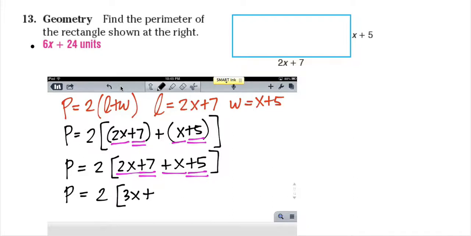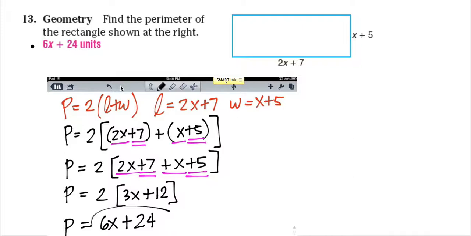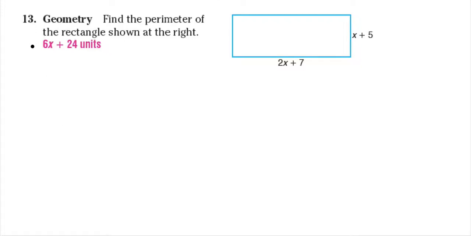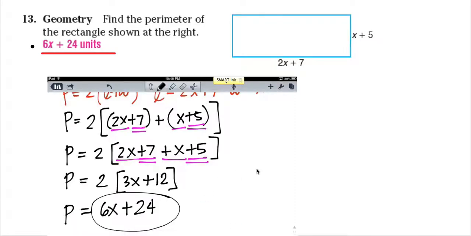7 plus 5 equals 12. Using the distributive property, this becomes p equals 6x plus 24. So the perimeter of this particular rectangle has the expression 6x plus 24 units. Same thing we have here. So that's how you use like terms and unlike terms to be able to add polynomials.